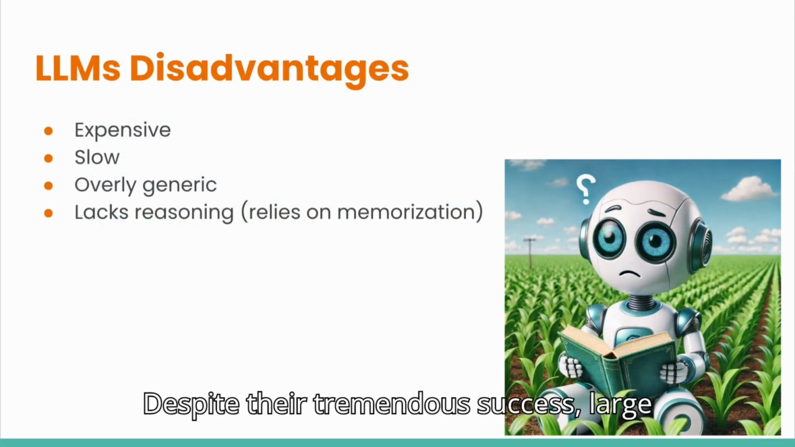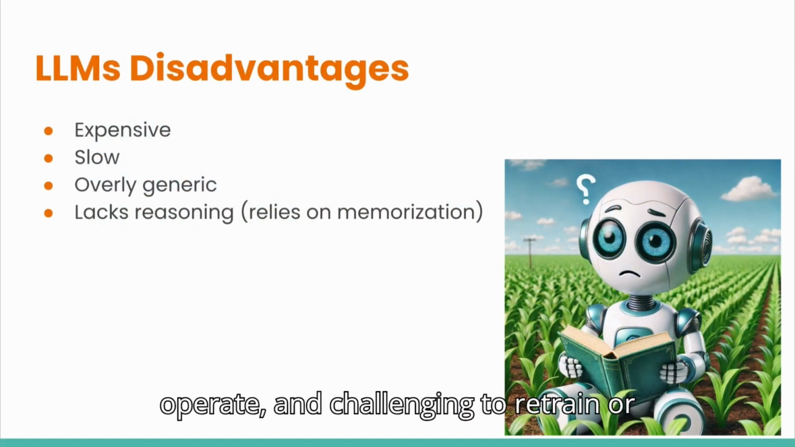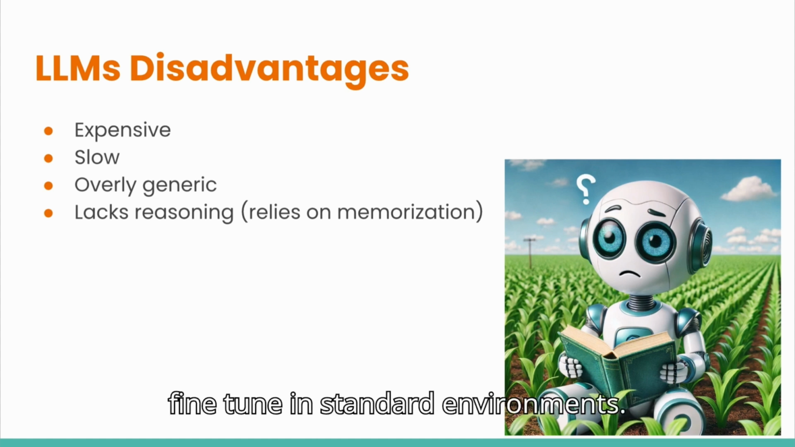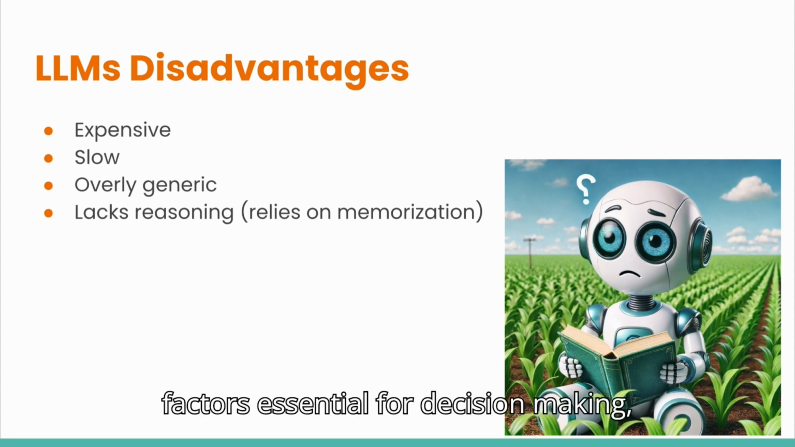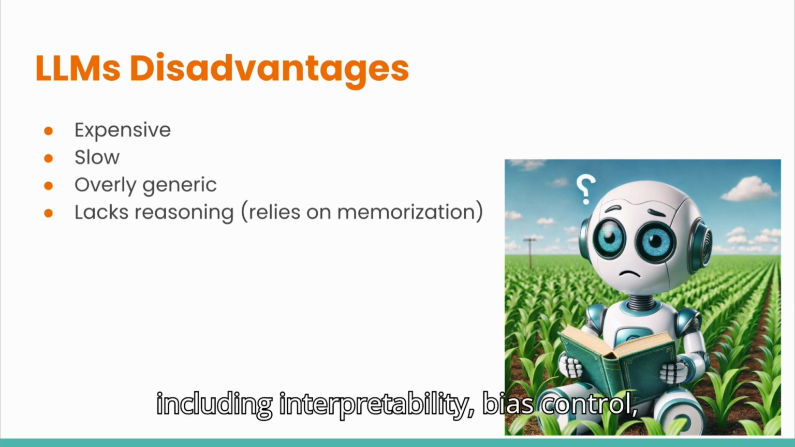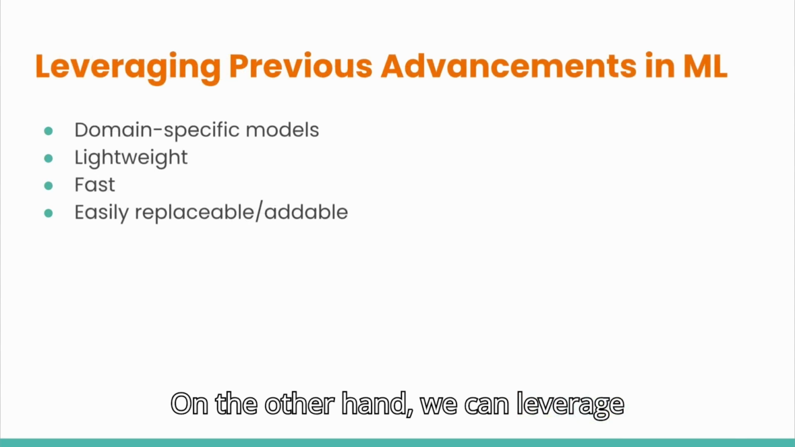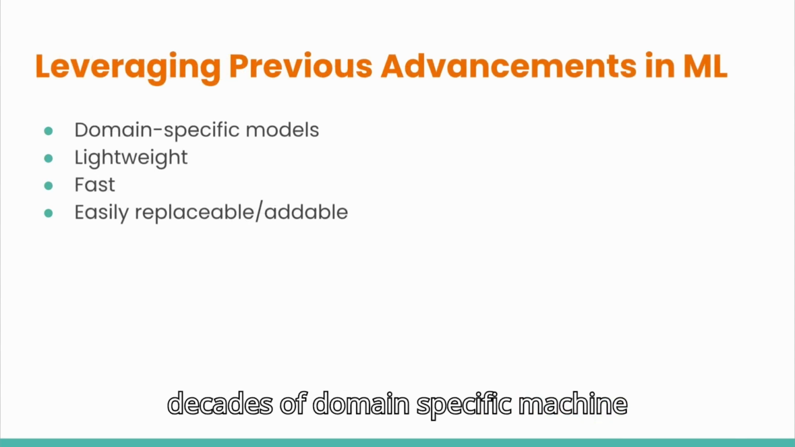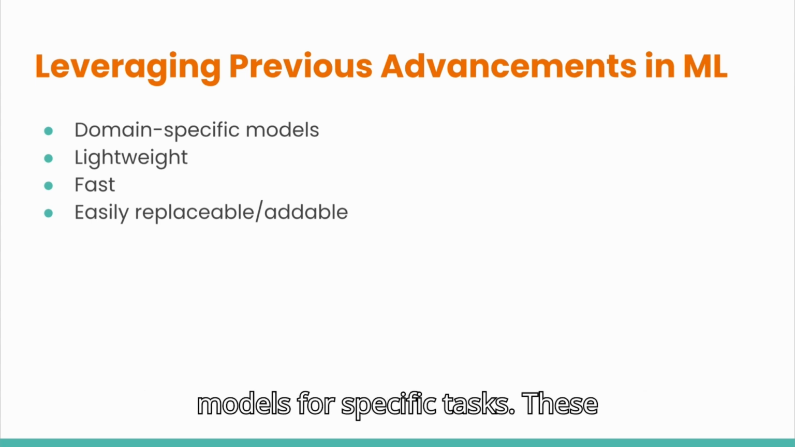Despite their tremendous success, large language models remain slow, expensive to operate, and challenging to retrain or fine-tune in standard environments. Moreover, they lack several critical factors essential for decision-making, including interpretability, bias control, reasoning, and common sense. On the other hand, we can leverage decades of domain-specific machine learning advancements by training small models for specific tasks.